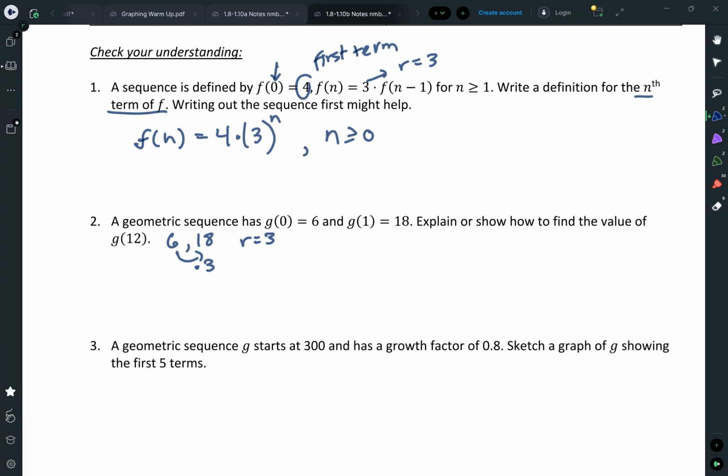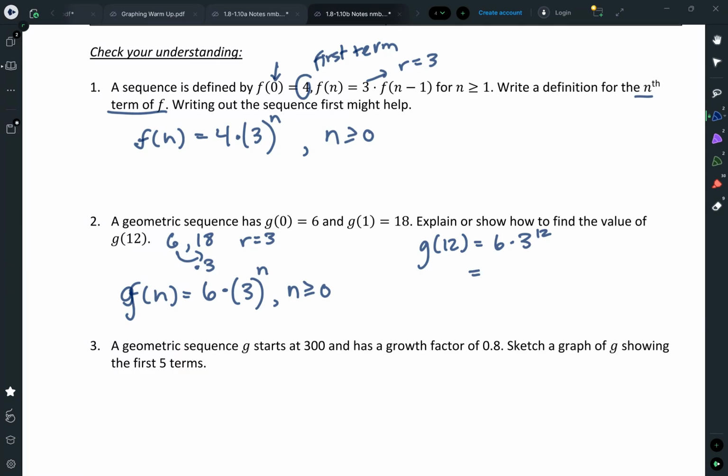So let's go ahead and write out a rule. So f of n equals our start, 6, times our multiplier, which is 3. And because we're starting with 0, it's to the nth power. And this is for n greater than or equal to 0. So if I want to find the 12th term, and this is actually a g, I'm going to find g of 12 by doing 6 times 3 to the 12th power.